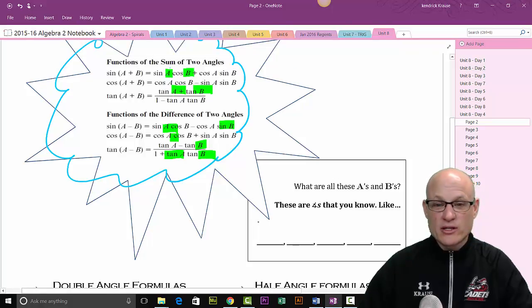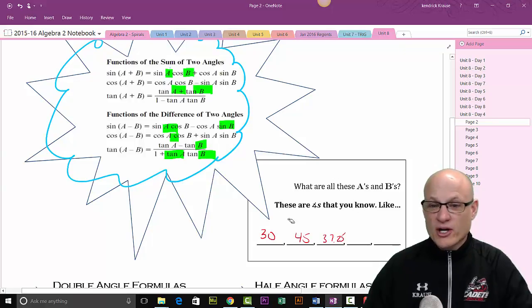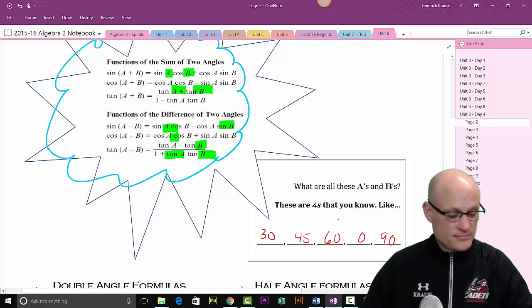And what are the angles that we like? We like 30. We like 45. We like 37.25. No, we don't. That certainly isn't one we like. That's awful. We like 60. We like 0. And we like 90. Those are kind of like the angles that we like.